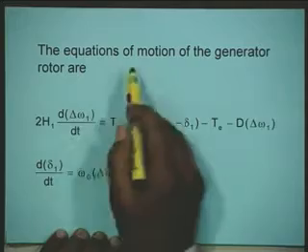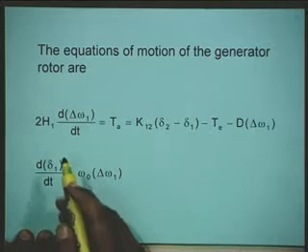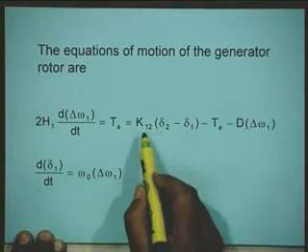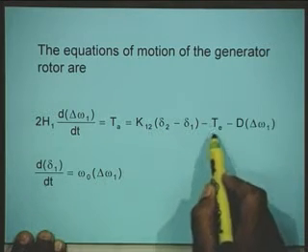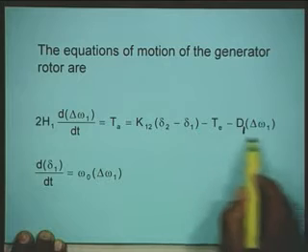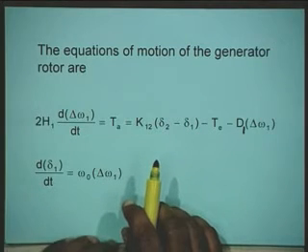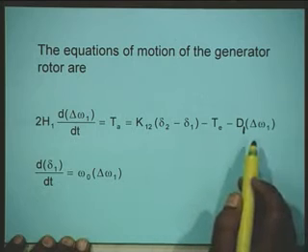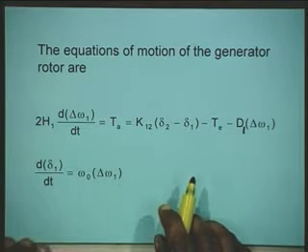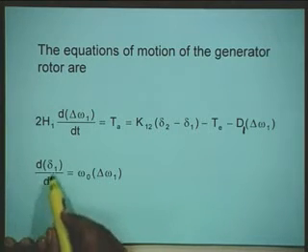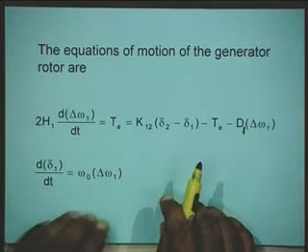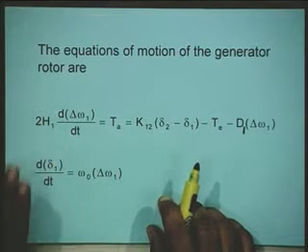The equation of motion of the generator rotor can now be written as 2 times H1 d by dt of delta omega 1 equal to Ta, the accelerating torque, which is equal to K12 into delta 2 minus delta 1, minus Te, minus d1 times delta omega 1. This is the net accelerating torque which is acting on the generator rotor. In this equation, the speed deviation is represented in per unit. The second equation is d by dt of delta 1 equal to omega naught into delta omega 1. Therefore, these two equations represent the equation of motion of the generator rotor. These are two first order differential equations.